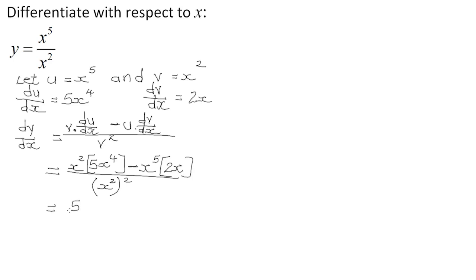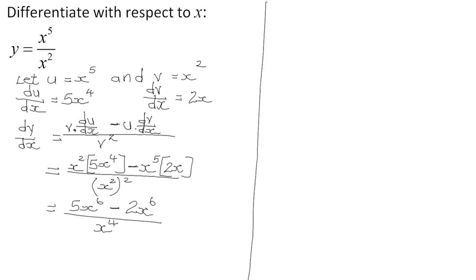This gives me 5x. 4 plus 2 is 6. Please, not 4 times 2. Bases are the same. You keep the base and you add. Minus 2x. Take note, 5 plus 1 is 6. Over, you can keep that like that, or you can say x, because it's a bracket, x to the power 4. Let's continue on the other side, people.